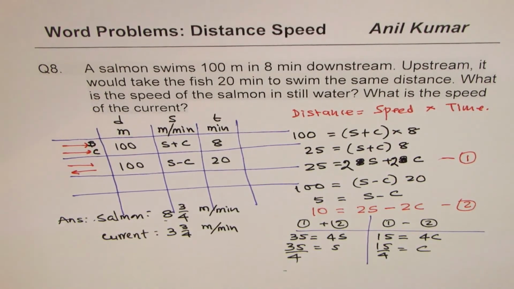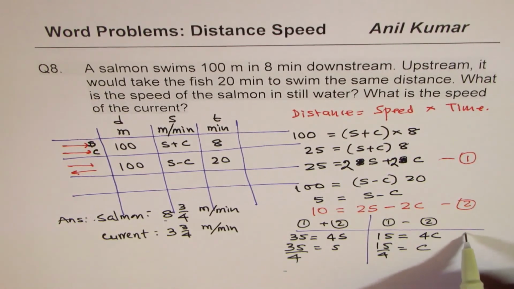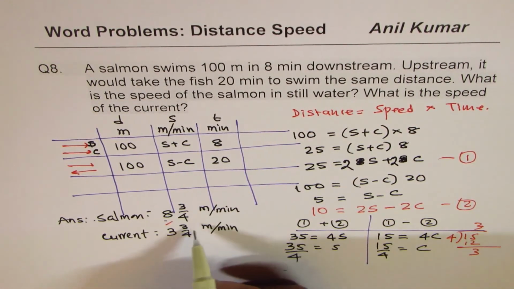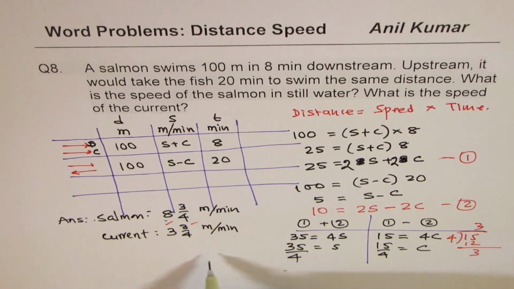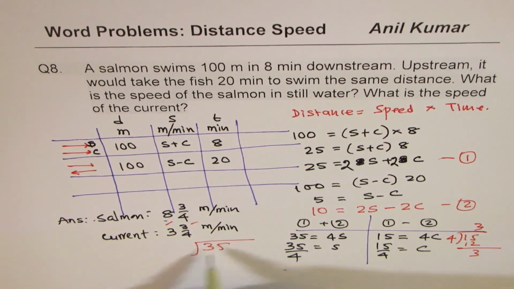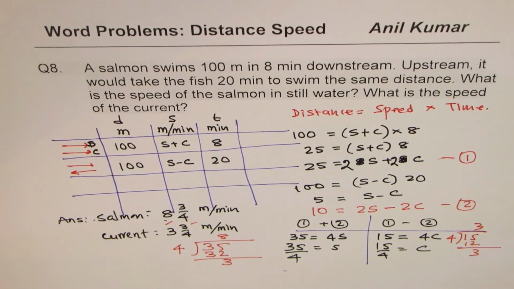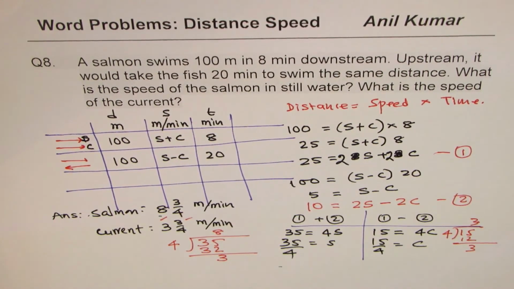So I hope you understand what I'm doing here. I'm just dividing 15 by 4, right? So 15 divided by 4, which 3 times is 12, and remainder is 3. So I get this 3 here and the remainder there, perfect. And on the other side, I did 35 divided by 4. 4 times 8 is 32, and the remainder is 3. So I got 8, 3 over 4. So that is how actually you could solve all these questions.